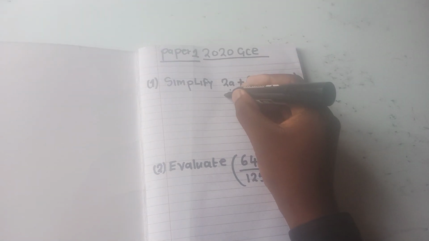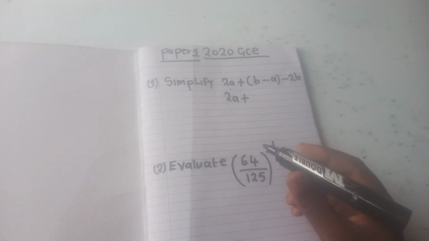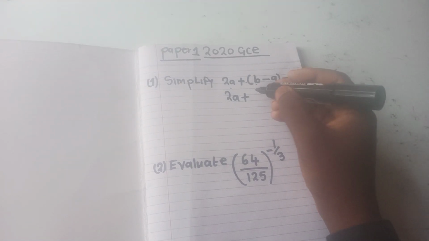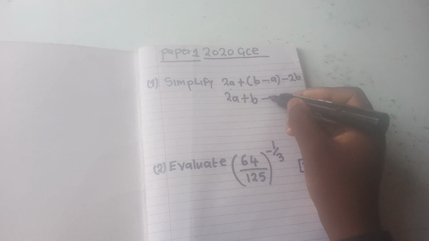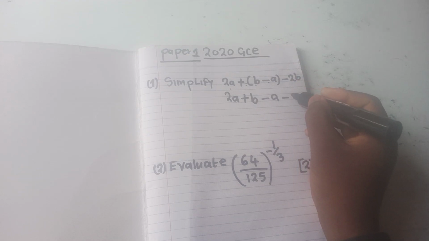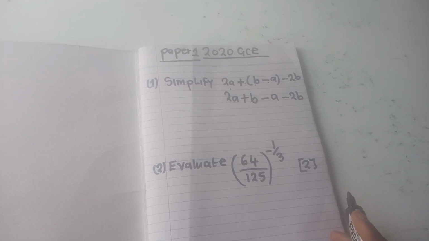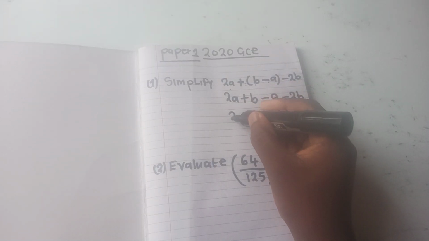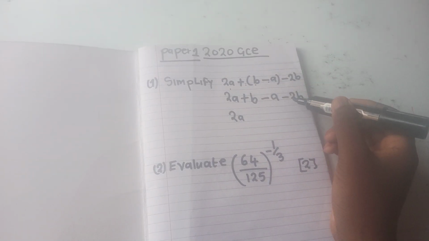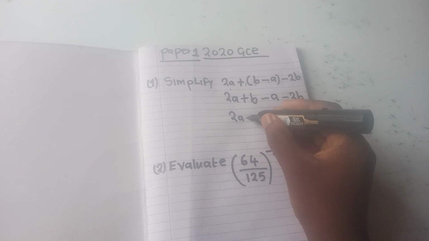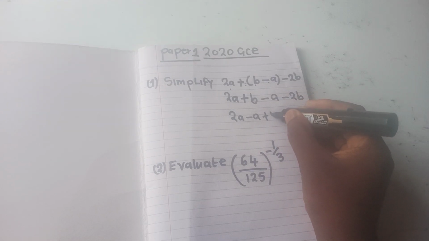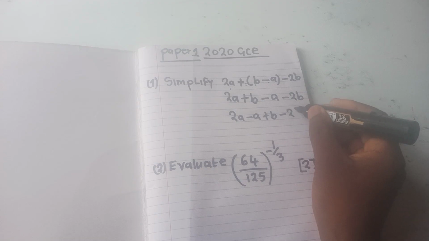So you will say 2a plus 1 times b. It's b, positive times negative. What do you get? You get a negative 1 times a. It's a. Minus 2b. Like this. The next thing you do, you group the like terms. So you say 2a, you check which other one has got a. So it's this one. It will come the way it is with a sign. So minus a plus b minus 2b.